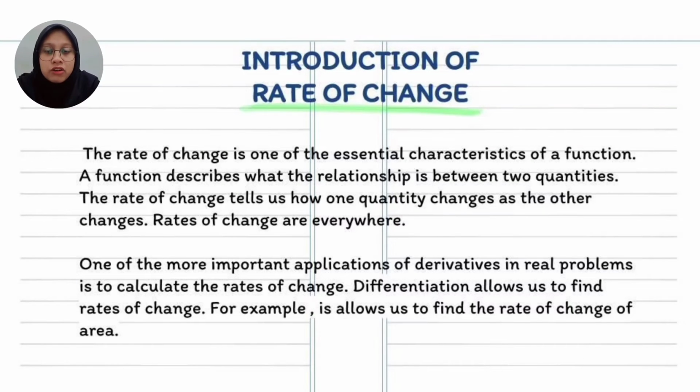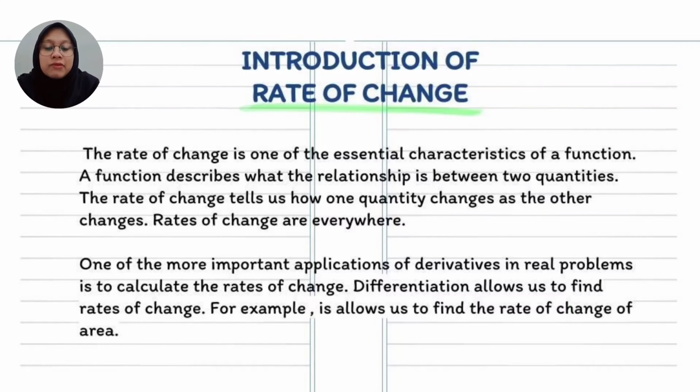Introduction of rate of change. The rate of change is one of the essential characteristics of a function. A function describes what the relationship is between two quantities. The rate of change tells us how one quantity changes as the other changes. Rates of change are everywhere. One of the more important applications of the derivative in a real problem is to calculate the rate of change. Differentiation allows us to find the rate of change.